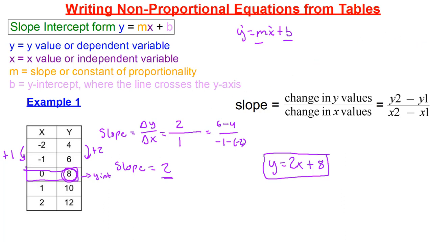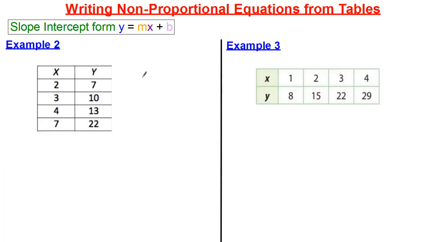Let's try another example. Okay, so we have a situation here. Unfortunately, we don't have any x's equaling 0. So we're going to have to do something a little different. But first, let's find our slope. So our slope is equal to delta y over delta x. So my change in y, I go from 7 to 10, so I'm adding 3. I go from 2 to 3, so I'm adding 1. My slope is going to be equal to 3.